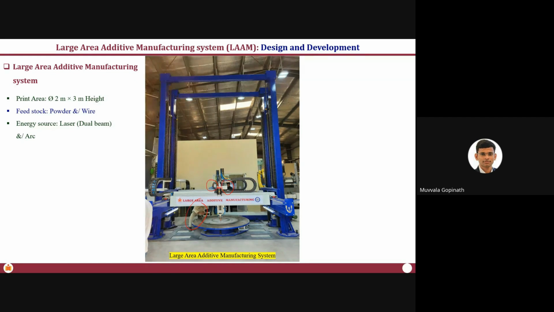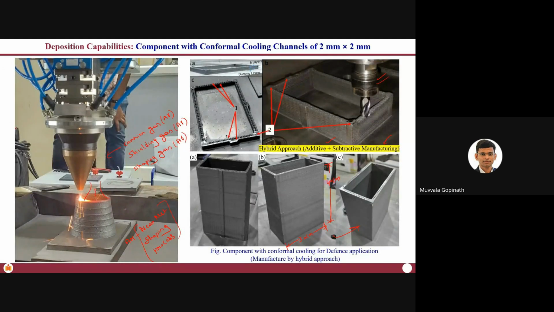If you look carefully at this system once again, there is a robotic arm. What is this robotic arm doing? Once you deposit a few layers and build a certain height, this entire system will move up because it has its own guides. Then this robotic arm gets activated, moves inside, and does whatever machining is required, the way we have shown here. This machining is going on with the robotic arm.